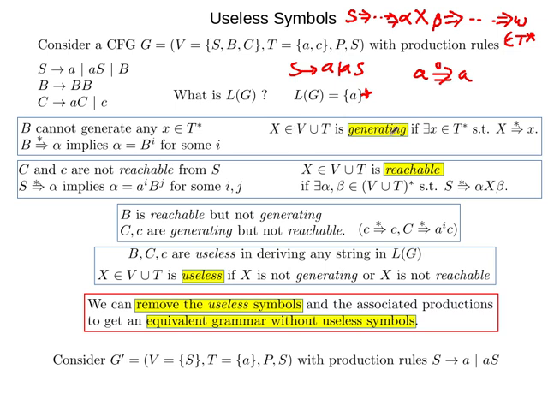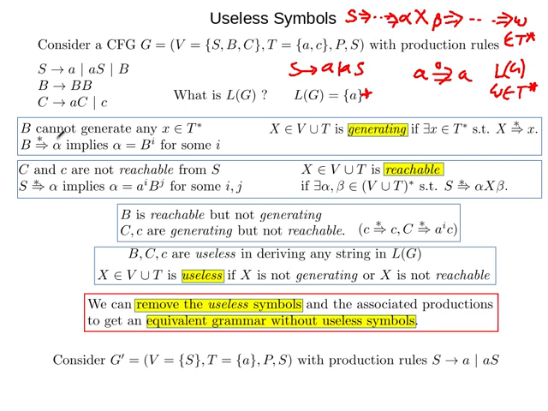So some of them may not be generating, and you see that they won't take part in any of the derivation of strings over terminals. Okay, so if we are talking about L of G, that means we are talking about strings here, and these strings are strings over terminals, right? And when we are deriving those strings, non-generating symbols will not take part in that derivation.